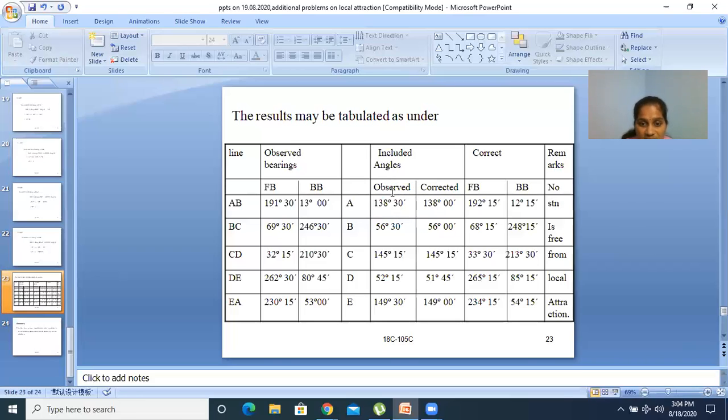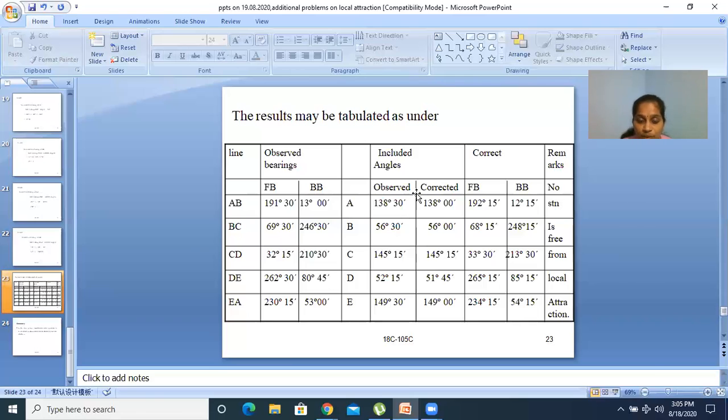So these are the included angles which are calculated by this observed bearings: 138 degrees 30 minutes, 56 degrees 30 minutes, 145 degrees 15 minutes, 52 degrees 15 minutes and 149 degrees 30 minutes. So these are the calculated included angles from the observed bearing. Okay, but here we did not get the check, so we have to add all these angles and then compare with our check. If the check is okay, then you can directly apply the correction. If the check is not okay, then you can find out how much magnitude of error is there.